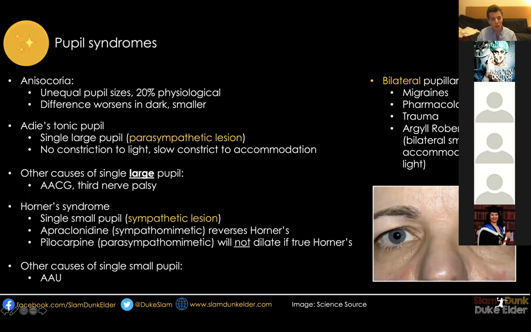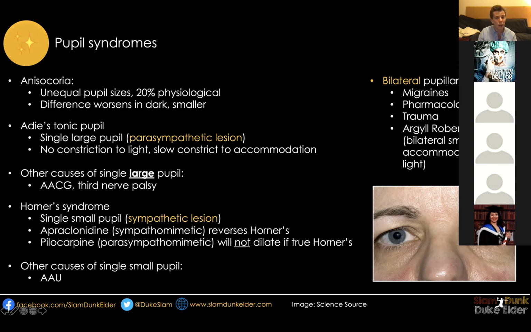All right, pupil syndromes, okay, pupil problems. So anisocoria, once again, we use complicated fancy terms to deceive our patients, but it essentially just means the pupil sizes are different between the two eyes. Don't always go hunting for a neurological cause, because 20% of people on this planet will have physiological anisocoria, meaning that it's normal.